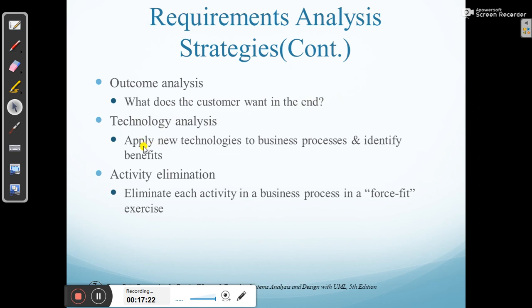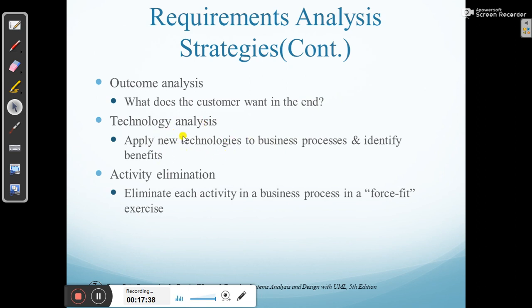Technology analysis: apply new technologies to business process, identify benefits. Means you need to adopt some new technologies to meet the desired level of the user, and you need to identify the benefits of the new technologies.